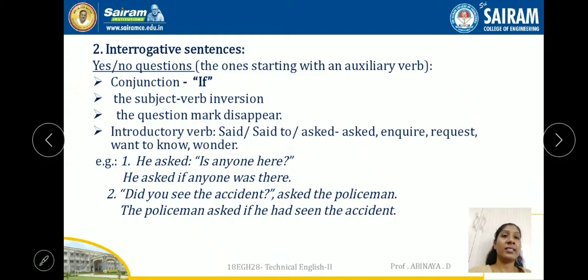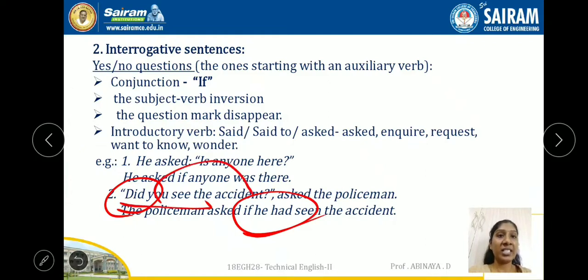So the second example: "Did you see the accident?" asked the policeman. When you come across "did", "does" and "do", you should not mention that word here. If it is a negative statement, you can use "did not", like that. If it is a positive statement, you should not use "did" or "does". So this is a past tense, and while changing it, it has to change into past perfect tense.